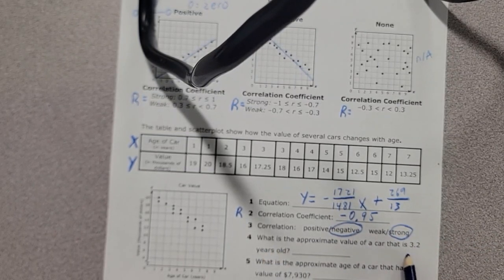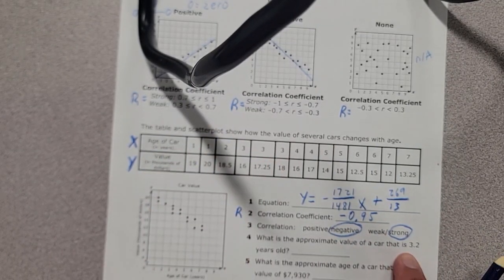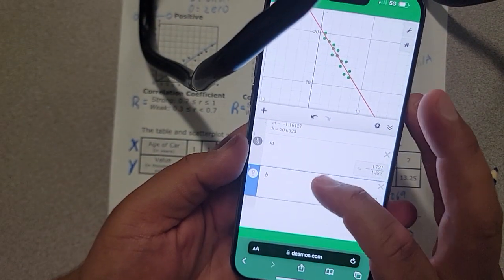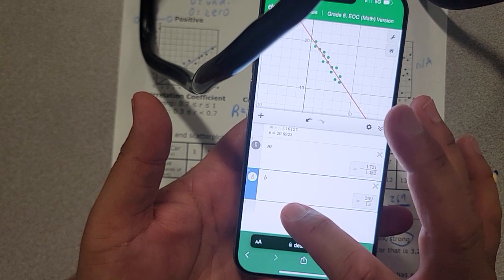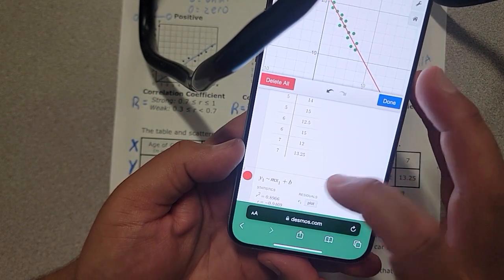What is the approximate value of the car that is 3.2 years old? So look, now it says the age of the car, they want to know 3.2. Well, we don't have a 3.2, we just have 3s, all right? So the way that works, let's go to the fifth one, guys. Remember the fifth one. We're going to go ahead and make a table.